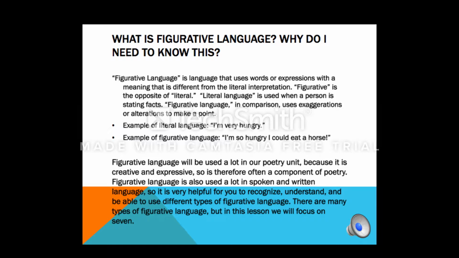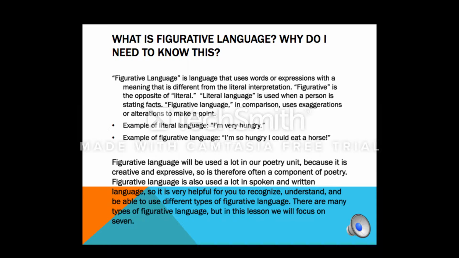So what is figurative language and why do I need to know it? Figurative language is language that uses words or expressions with a meaning that is different from the literal interpretation. Figurative is the opposite of literal. Literal language is used when a person is stating facts. Figurative language, in comparison, uses exaggerations or alterations to make a point.